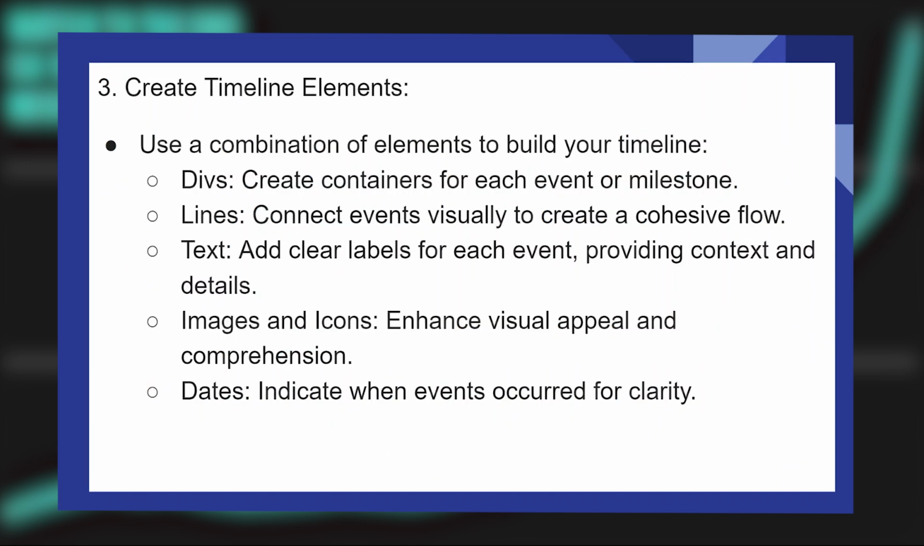Now create timeline elements by using a combination of elements to build your timeline. Elements like divs create containers for each event or milestone, and lines connect events visually to create a cohesive flow. Or elements like text to add clear labels for each event, providing context and details. Images and icons to enhance visual appeal and comprehension, or dates to indicate when events occurred for clarity.